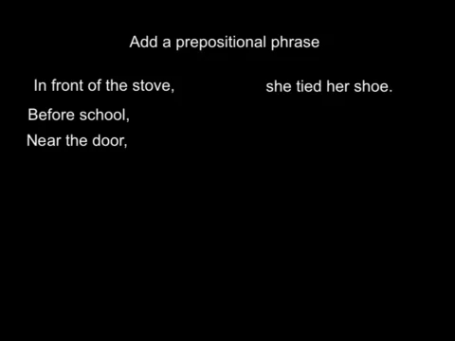Start with the sentence you want to improve. Here's the sentence, she tied her shoe. Maybe we want to add extra details to that and turn it into an introducer. So let's tell where she tied her shoe. You can add that to the beginning of your sentence. In front of the stove, she tied her shoe. Before school, she tied her shoe. Near the door, she tied her shoe.